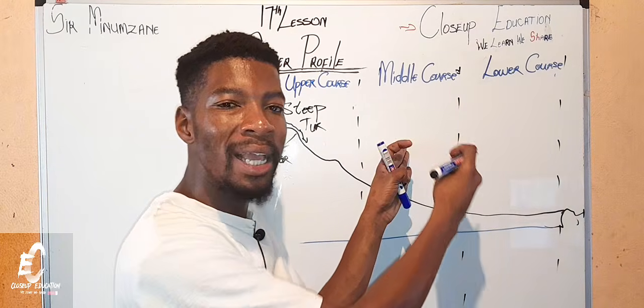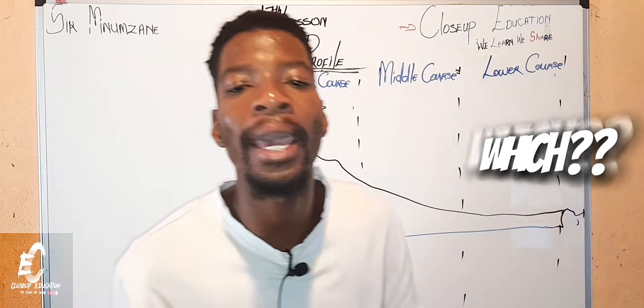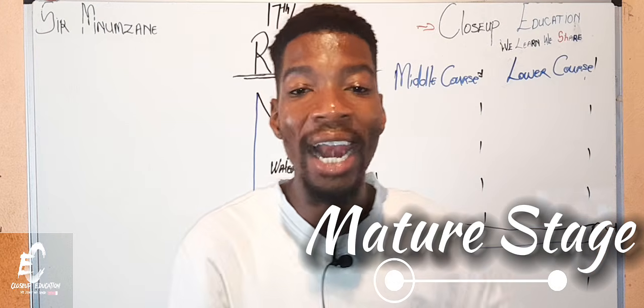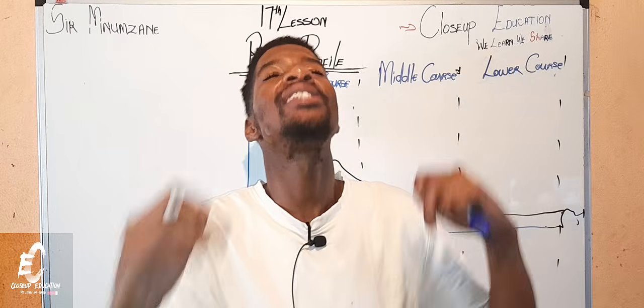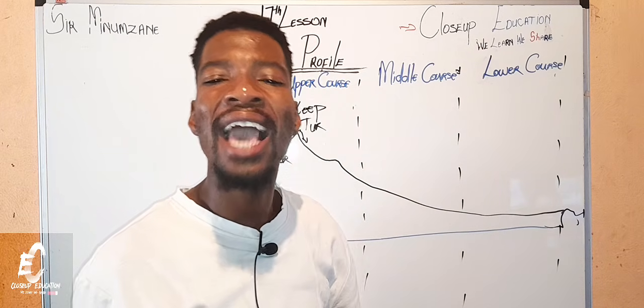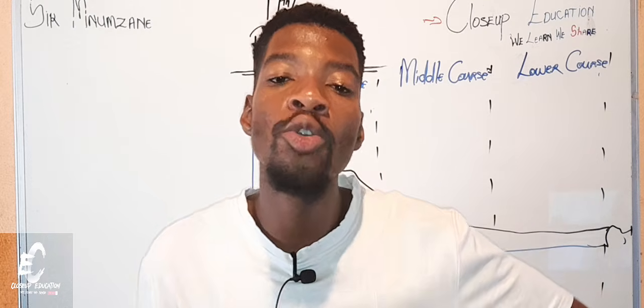Then we move to our middle course. In the middle course, which stage is the river at? We say it is the mature stage. Wow, I love this one. It is the mature stage. It has obviously grown up. It is no longer moving at a high speed. It has to take some turns and find a job and find, you understand?